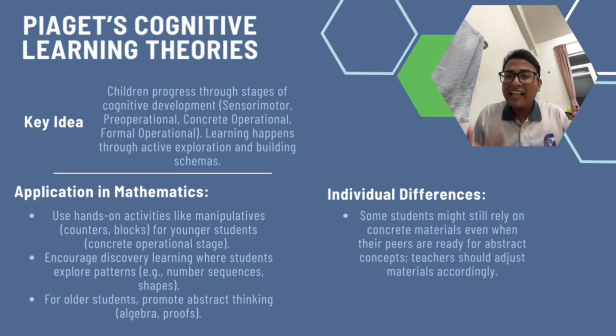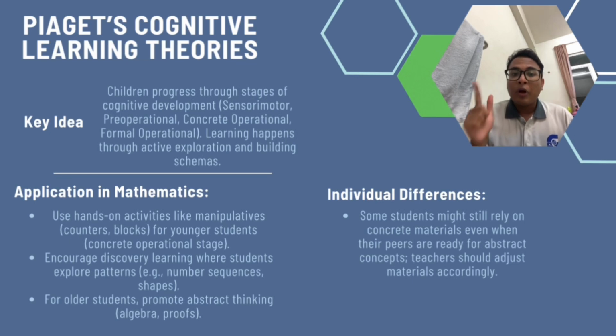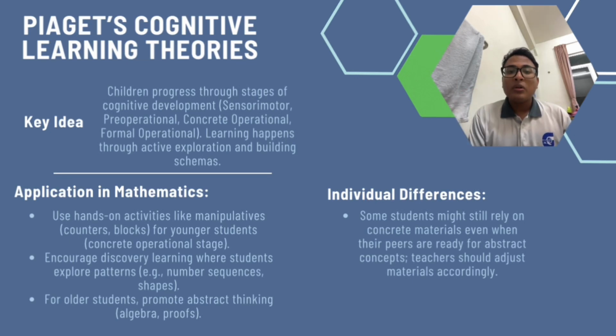So what is the key idea? What is a simple sentence to explain Piaget's cognitive learning theory? Children progress through stages of cognitive development: sensorimotor, pre-operational, concrete operational, and formal operational. So learning happens through active exploration and building schema in children's brains.